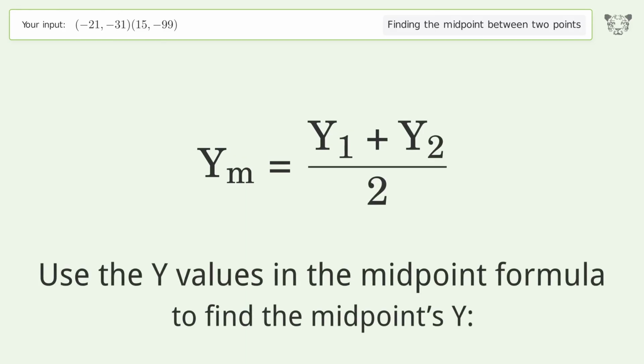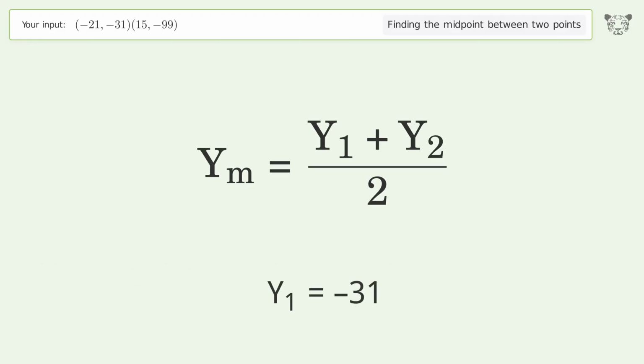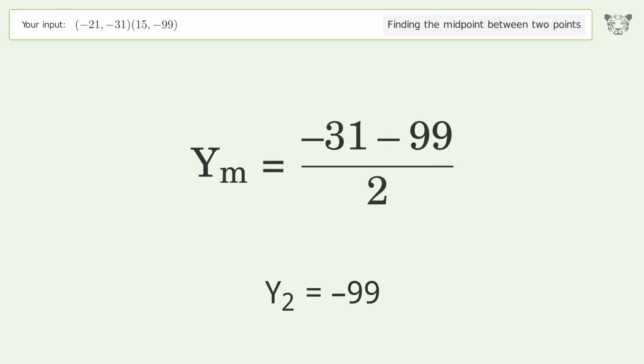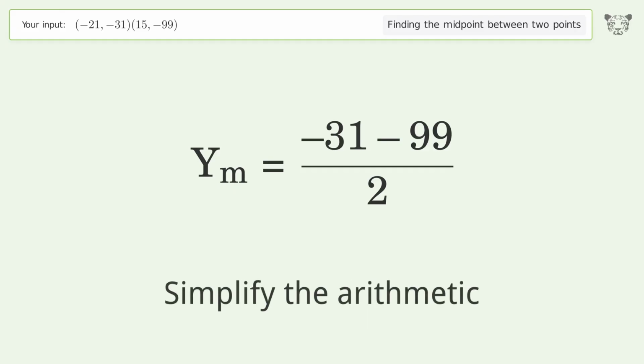Use the y values in the midpoint formula to find the midpoint's y. y1 equals -31. y2 equals -99. Simplify the arithmetic.